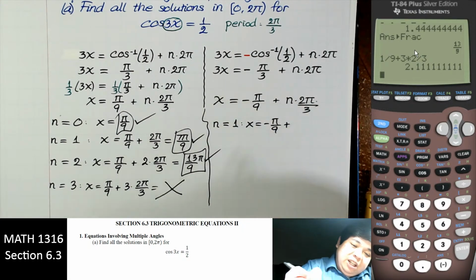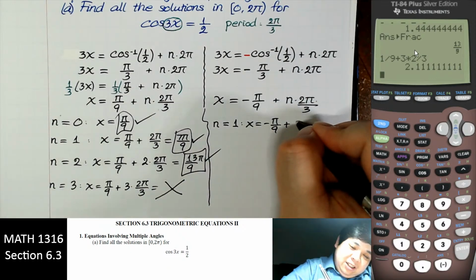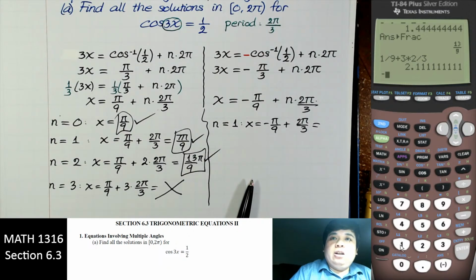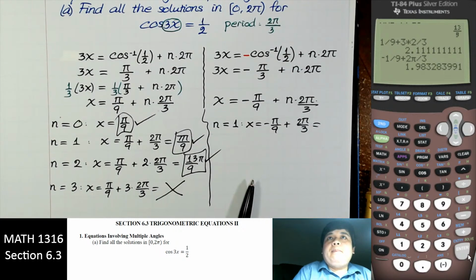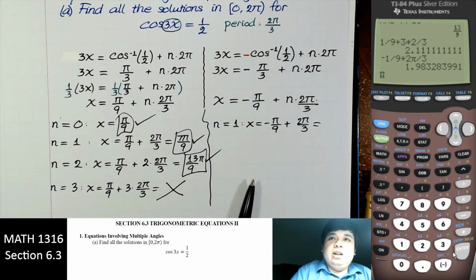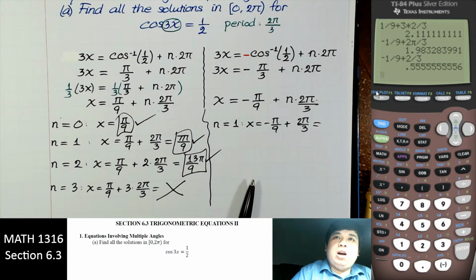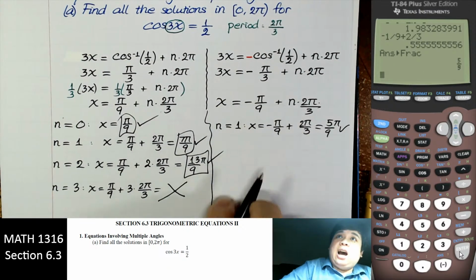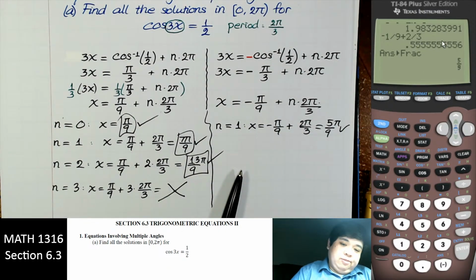And I forgot to divide by 3 here. Sorry. Right. Negative 1 over 9 plus 2 pi over 3. Sorry, there's no pi here, right? We always leave the pi out and at the end stick it back. Right, much better. 5 over 9. And that is between 0 and 2 pi. Right, next.